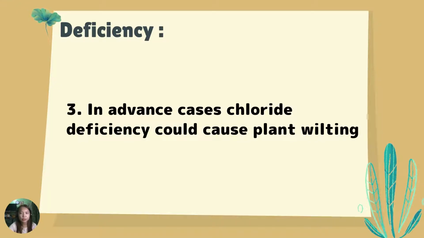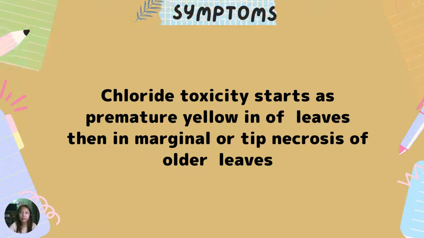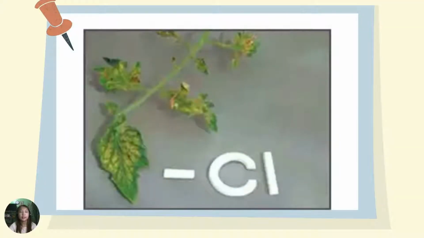So the symptoms to observe are the following. Chloride toxicity starts as premature yellowing of leaves, then marginal leaf or tip necrosis of older leaves. So too much chlorine would cause chloride toxicity. Okay. As you can see on the image, the inner part of the leaves tends to become yellow.